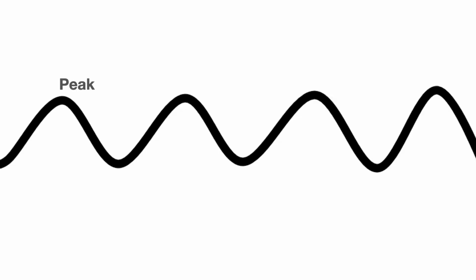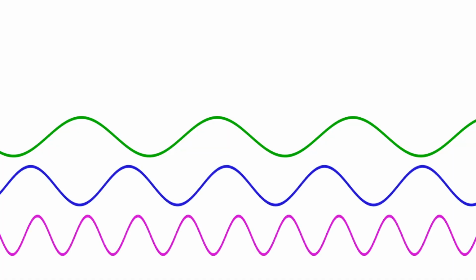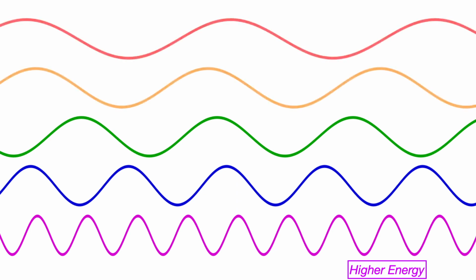Light waves have peaks and troughs, and the distance between 2 peaks or 2 troughs is called the wavelength. Unlike waves on the ocean though, if the wavelength is short, i.e. the peaks are close together, then the light gets bluer and has more energy. And if the wavelength is long, the peaks are further apart, then the light gets redder and has less energy.